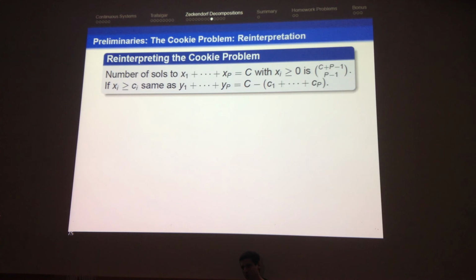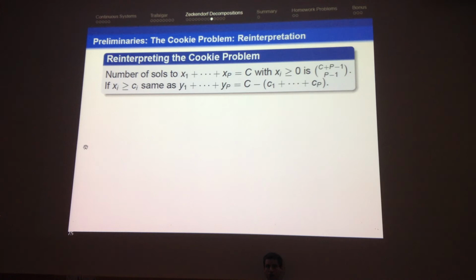So if you assume that person i gets at least c_i cookies, what you do is you let y_i be the number of cookies you get above that guaranteed minimum. And then it turns out that you have an equivalent problem of now just counting y_1 plus ... plus y_p is C minus the number of cookies that have to be assigned. And so you can solve problems like this.